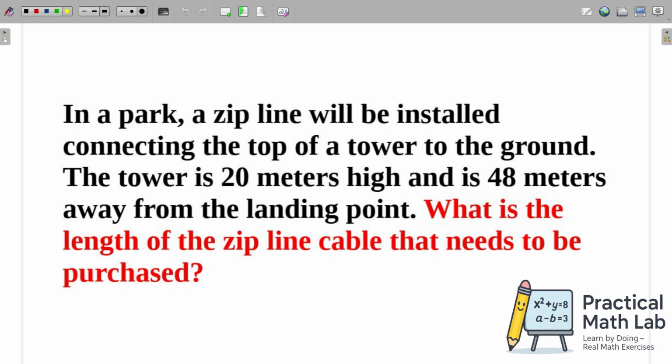Today, I'm going to solve a problem using the Pythagorean Theorem that also applies to real life to calculate the amount of cable needed inside an amusement park.